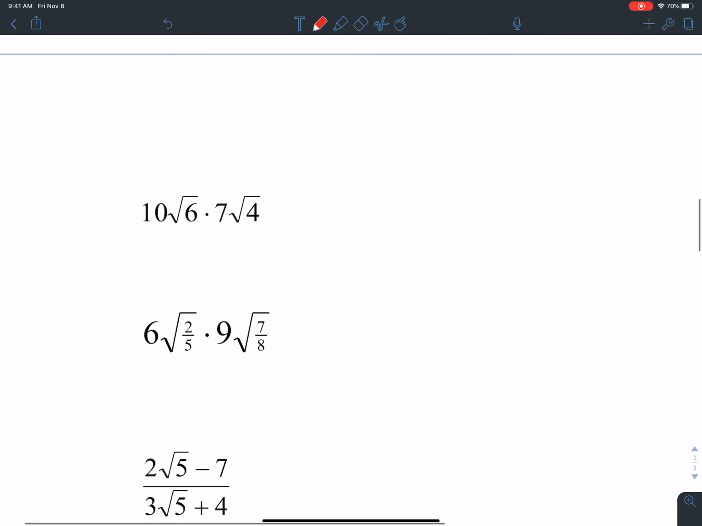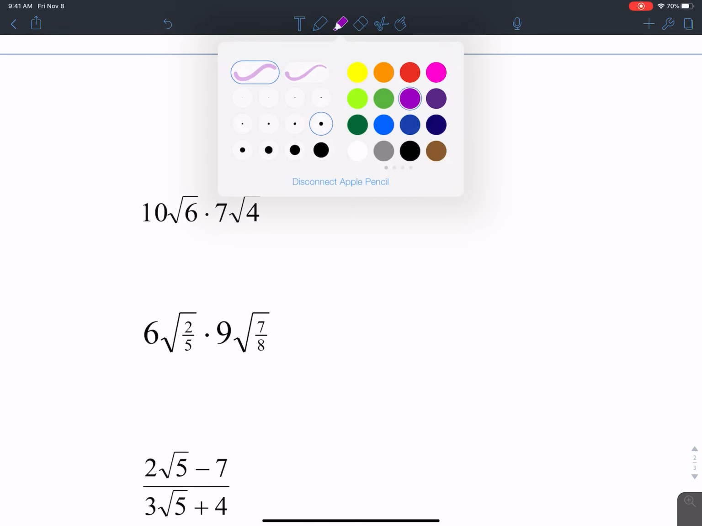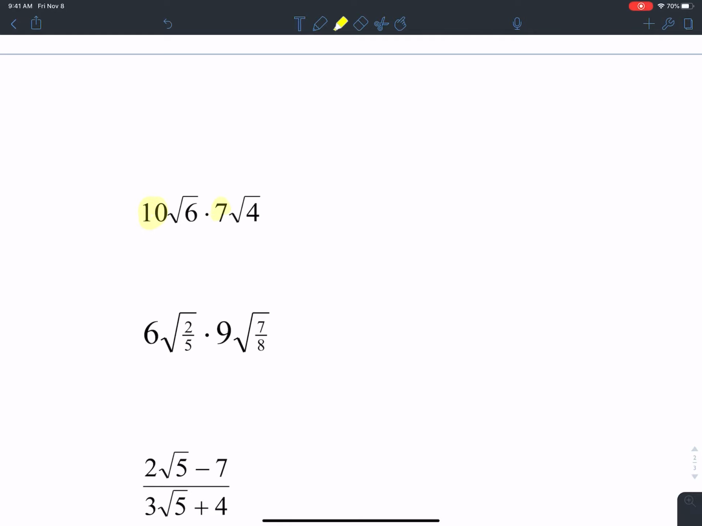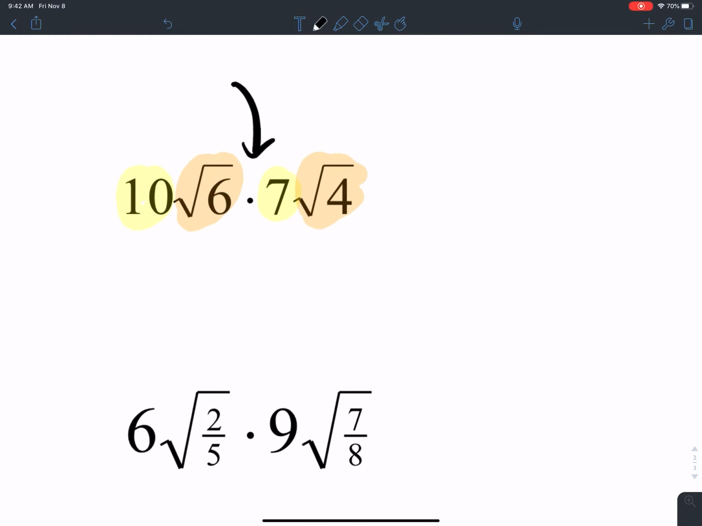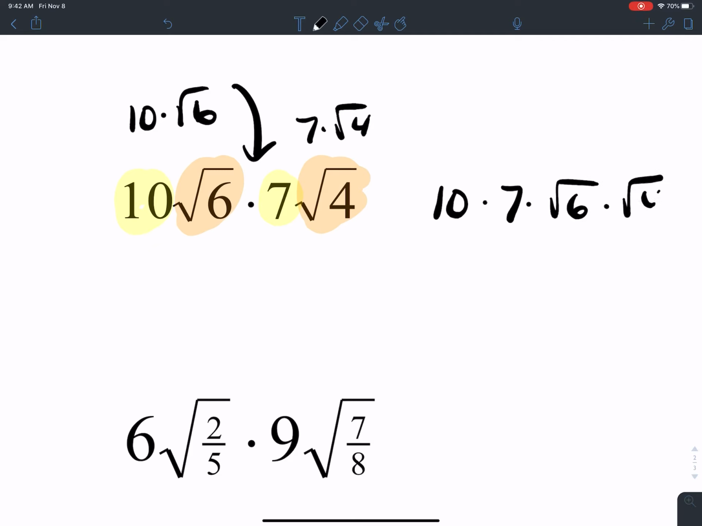When we're performing operations that have coefficients and radicals, what I would just remind us is that everything is being multiplied. And if we're only using multiplication, we can clearly see that there is an explicit product written right there. But when I say 10 root 6, that means 10 times the square root of 6. And then that's being multiplied by 7 times the square root of 4. So we should just rearrange. We can rearrange the order of multiplication, right? We know that multiplication is commutative.